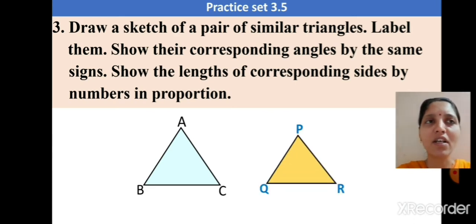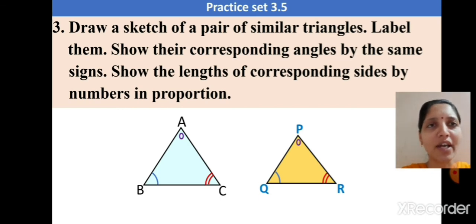Now these corresponding angles you have to show by similar sign, same sign. So here angle A and angle P, these are the corresponding angles. So you have to use the same sign. Then angle B and angle Q, these are the corresponding angles. Angle C and angle R, there you have to use the same sign.